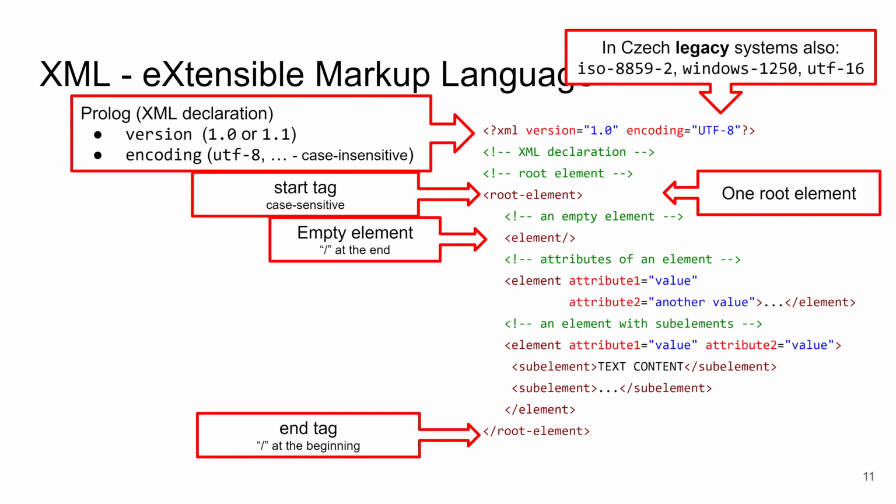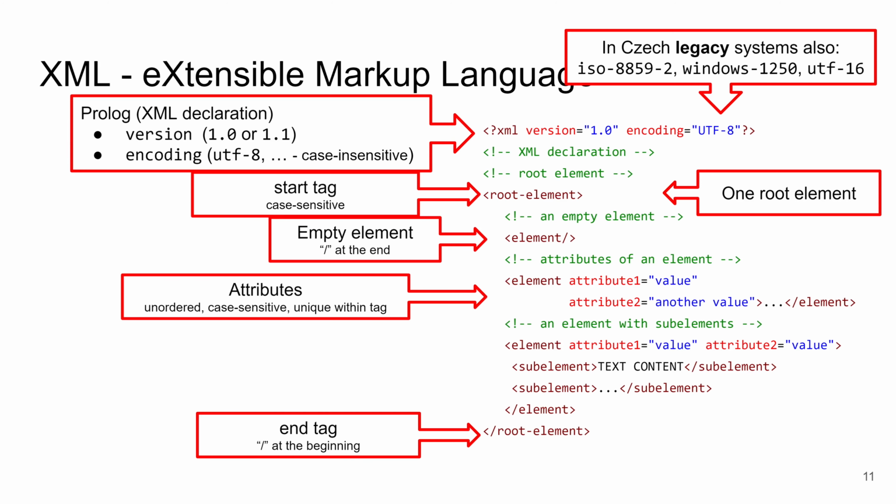Now, some elements do not have any content, and for that you can use a syntactic shortcut which looks like this. There is a slash at the end of the start tag, which means it's an empty element tag, which doesn't require any specific end tag after that. And it says the element starts and ends at the same time here and has no content.